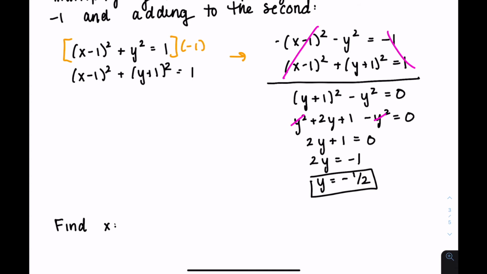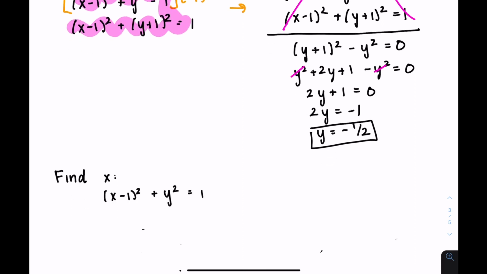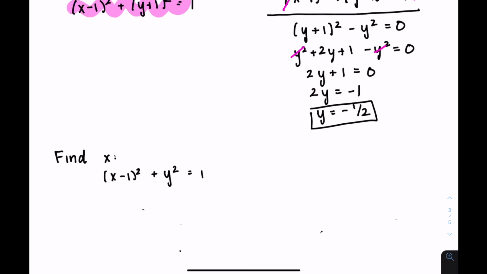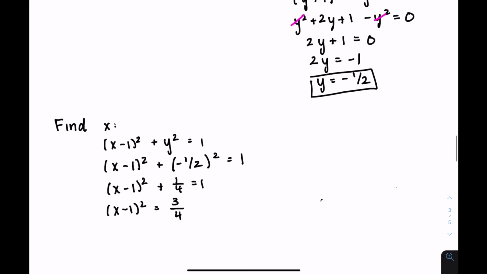Now I need to find the corresponding x solutions. And so you can use either one of these two equations to do that. I'm going to go ahead and pick the one that's a little bit simpler, we'll use that first equation. So y has to equal negative 1/2, so we'll replace that here. That tells me x minus 1 squared, plus 1/4 has to equal 1. Subtracting a 1/4 gives me x minus 1 squared equals 3/4.